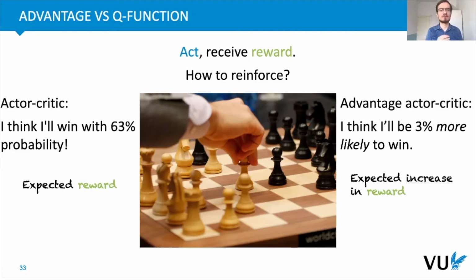So, to summarize, the Q function, normal Actor-Critic algorithms, just reinforce based on expected reward, while advantage Actor-Critic algorithms reinforce based on expected increase in reward after taking an action. And this has actually much lower variance also than the normal Actor-Critic algorithms.